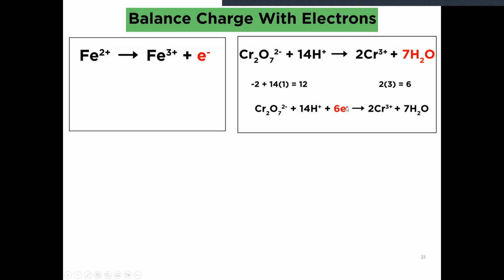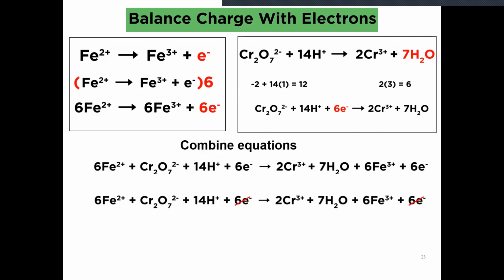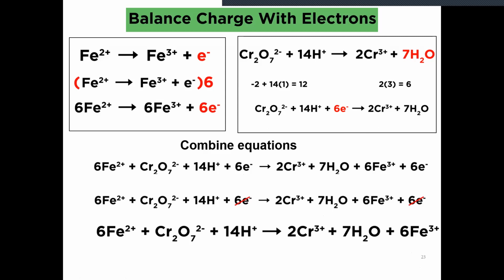But since, just like on the quiz, the number of electrons gained has to be equal to the number of electrons lost, we have to multiply everything by 6. And then we add the two equations together, cancel the electrons, and that's our final. And then there's a couple extra steps when you're talking about balancing in a basic solution. But what I want to get to is the galvanic cell. So let's jump to galvanic cell.